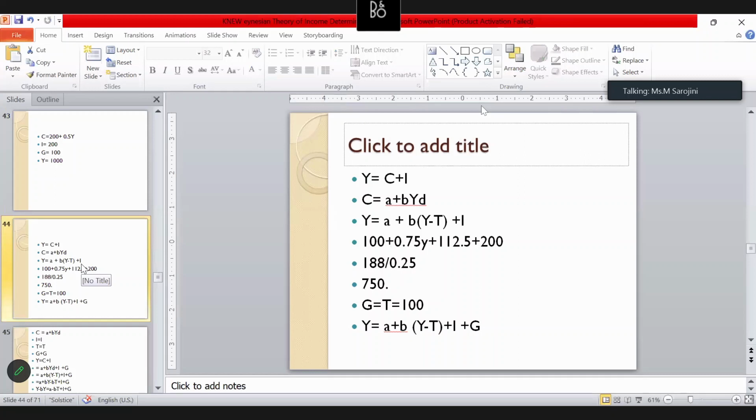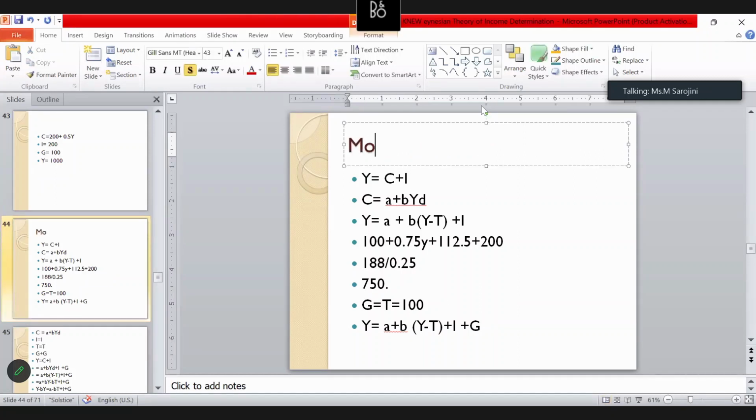Now the second model, right? Model 2. What is Model 2? Model 2 is government expenses with the tax. We are going to calculate the national income when there are government expenses as well as taxes. Here, once there are taxes, we have to slightly change the consumption function.